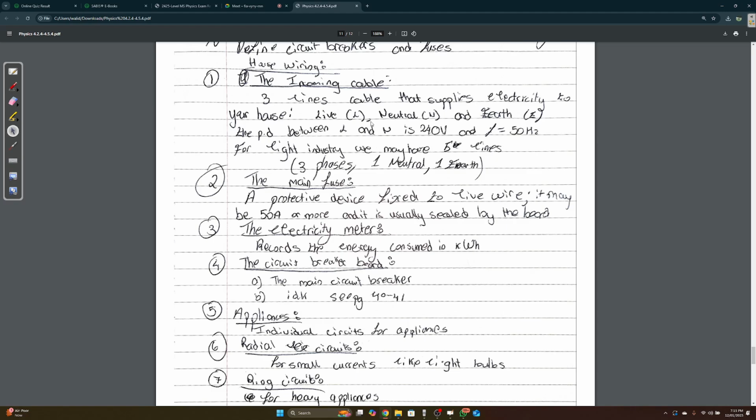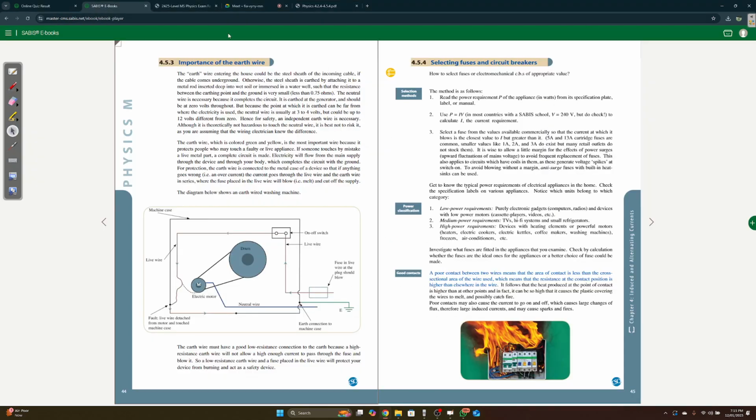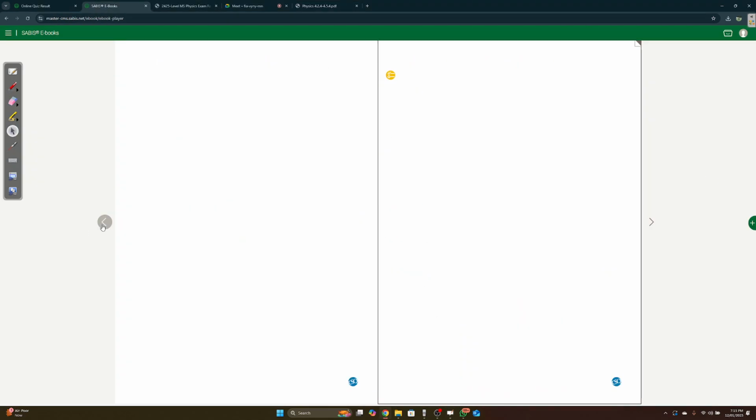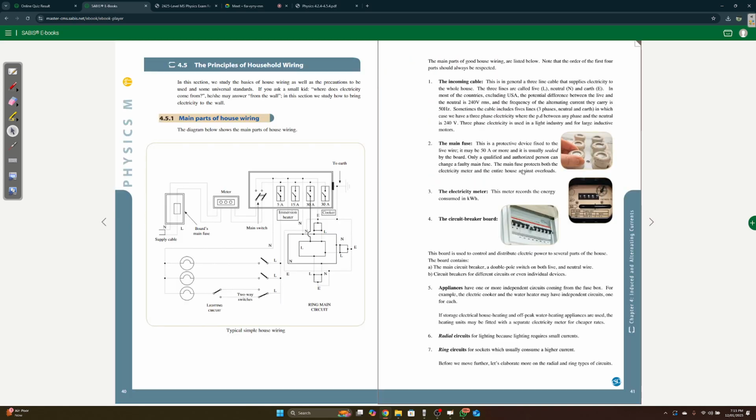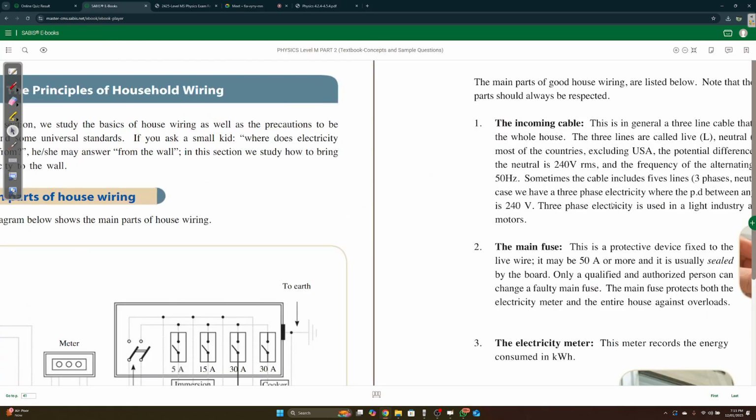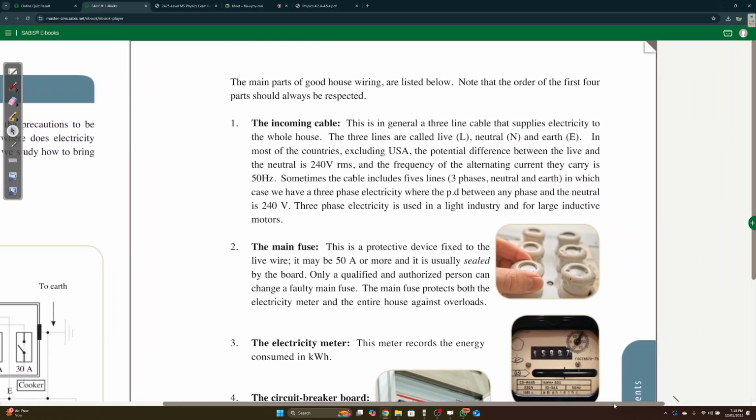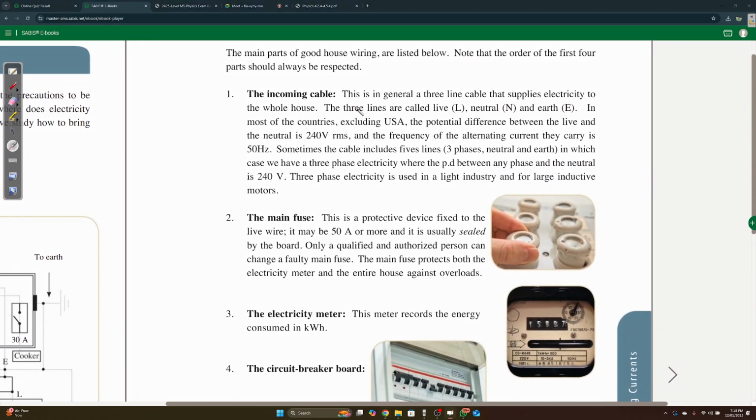The first thing in house wiring is the incoming cable. The incoming cable, as we know, is a three-line cable that supplies electricity to your house. You have the live, neutral, and earth. Three wires. What are they called? Live, neutral, and earth. I'll show you the book for this because I don't want to rely on my notes and miss something. Over here, the first thing is the incoming cable.